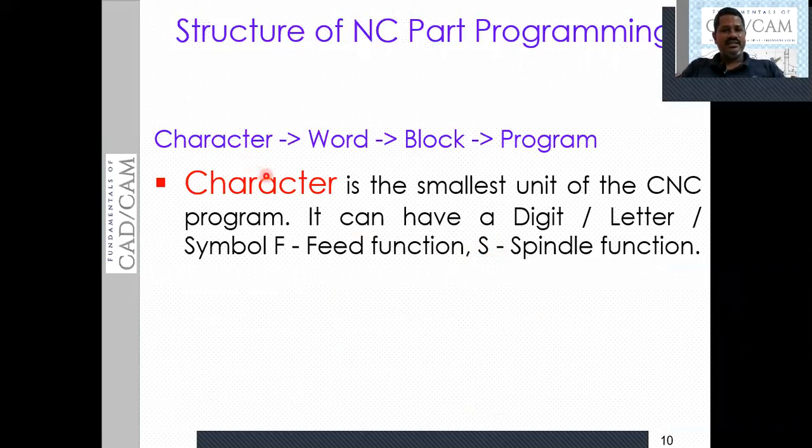cannot instruct anything. So to get meaning, a character must be mixed with a numerical value. Then only it will form a word and it is having some meaning. So let me move forward.